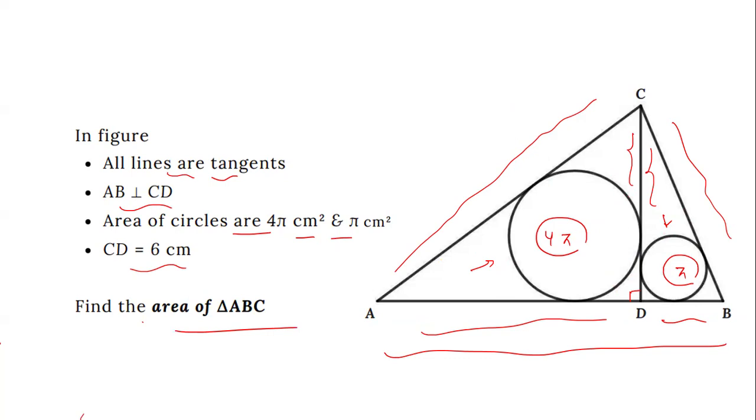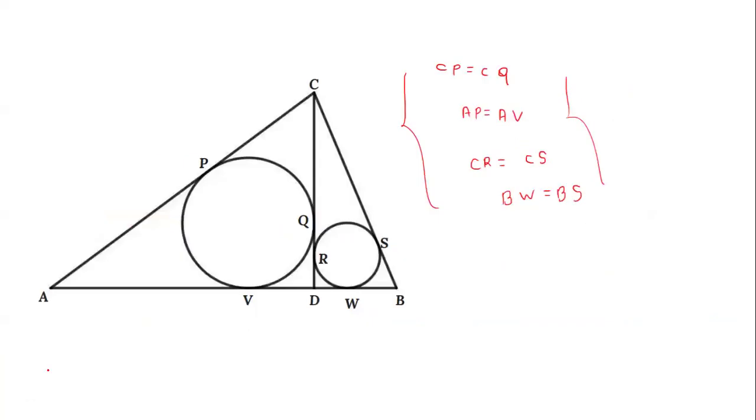So let's see how we can solve this problem. You see this figure. I marked different points like this is P point, this is Q point, this is V point, this is D, this is W, this is B, this is S point and this is R point. This is our Q point, this is our P point, this is our V point, this is D, this is W, this is A, this is B, this is C.